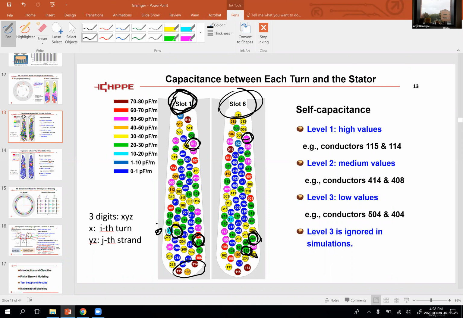Okay. Maybe I need to look at this picture for a longer duration. I need to stay here at this. But this is very interesting to see how the capacitance changes because of the location. So thanks for the answer.